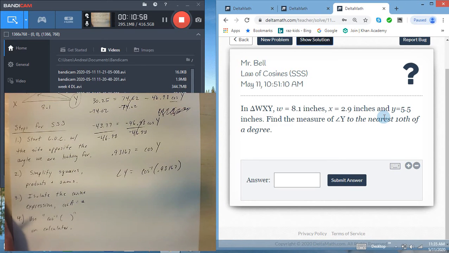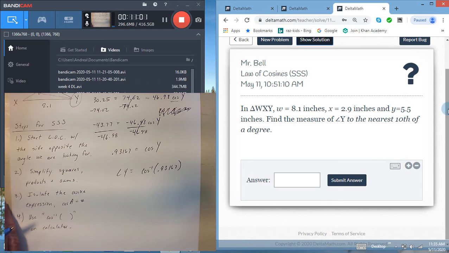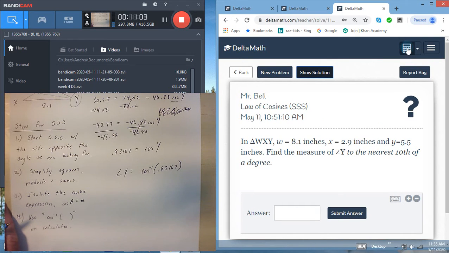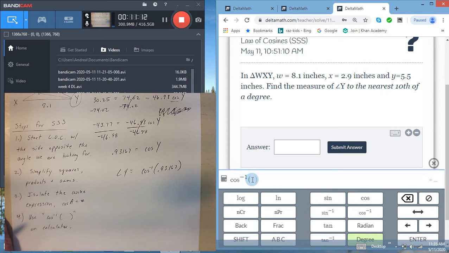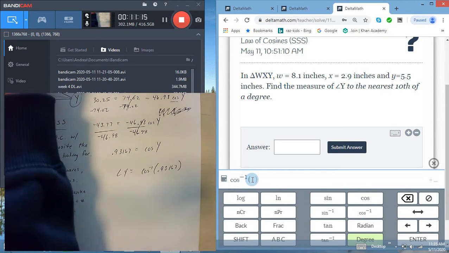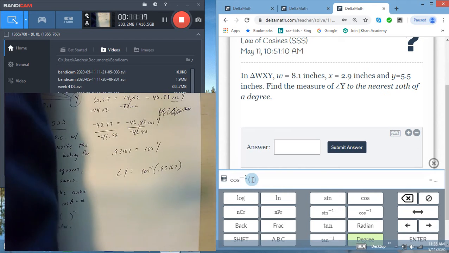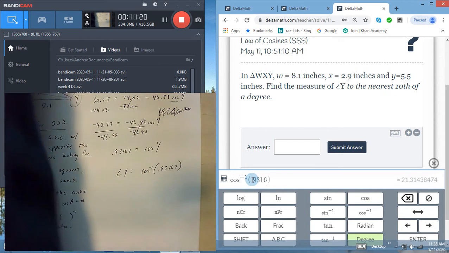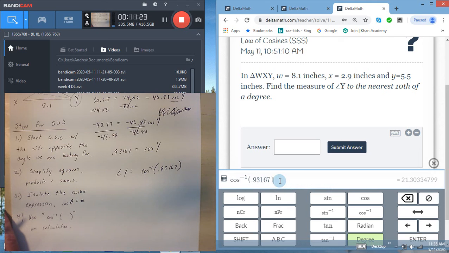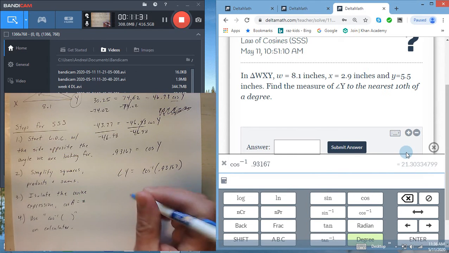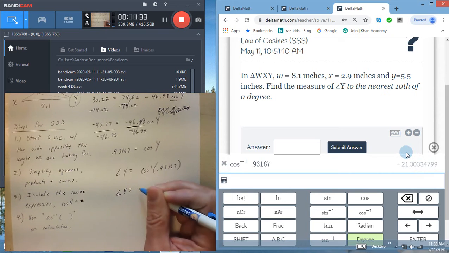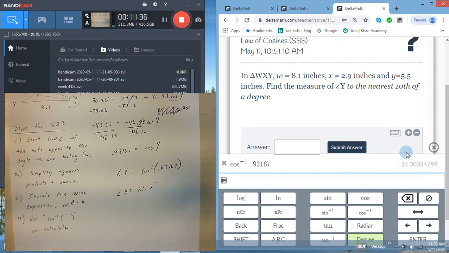Maybe I should show you how on this Delta Math calculator real quick. Remember, if you want to use the calculator button, come on up here, top right. You have to hit this function button for inverse cosine. So I'm going to hit it right here. Inverse cosine, here's my equation, and then we punch in 0.93167. Then I'm going to hit enter, and it gives me my answer right here, 21.3 degrees for angle y. So angle y is 21.3 degrees. And there you have it.